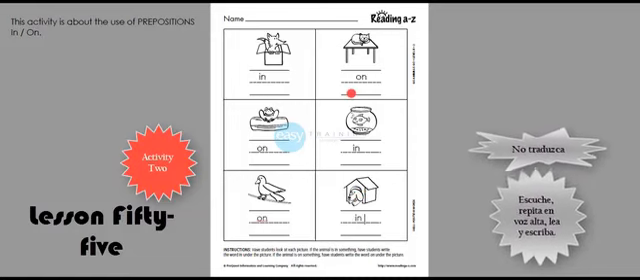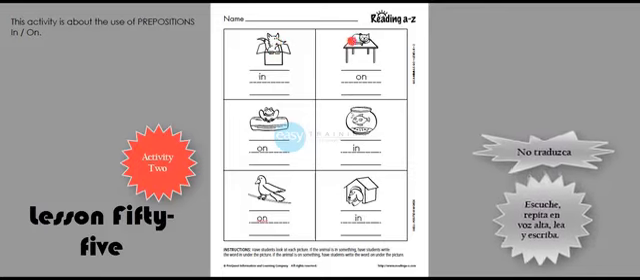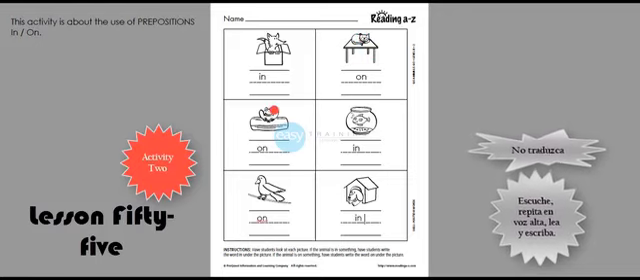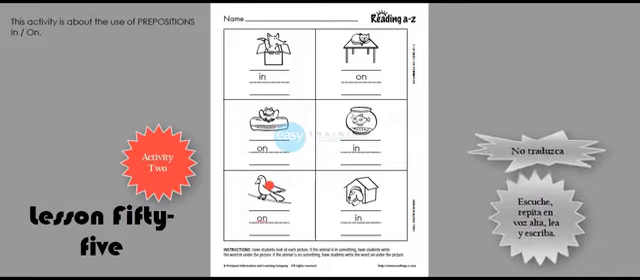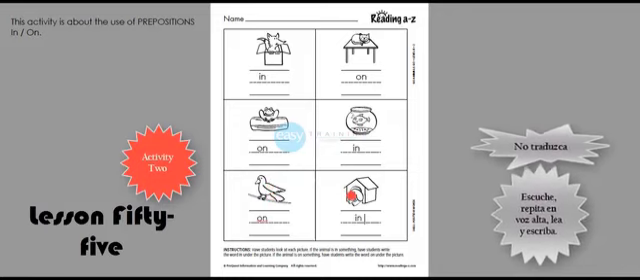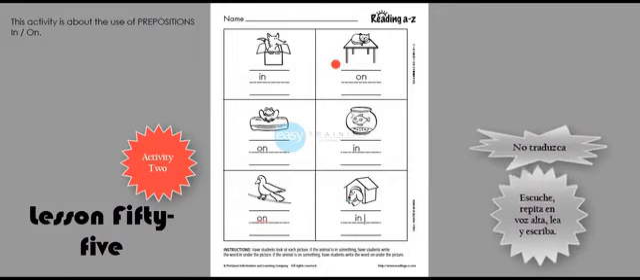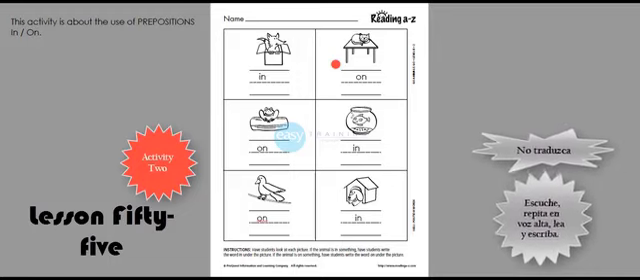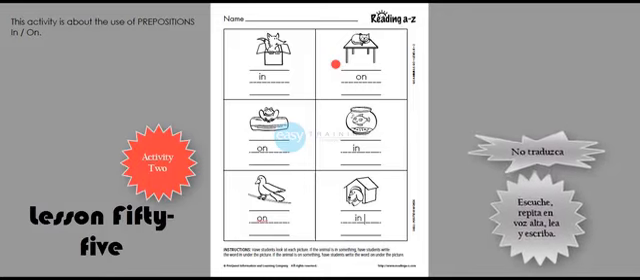Here you are. The fox is in a box. The cat is on a table. The frog is on a log. The fish is in a bowl. The bird is on a stick. The dog is in a house. Es importante que usted observe dónde está cada animal para que yo haya elegido in u on. ¿Sí? Ahora voy a escribir cada enunciado.